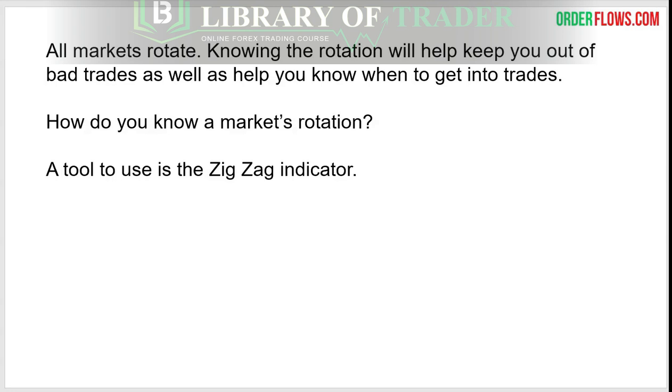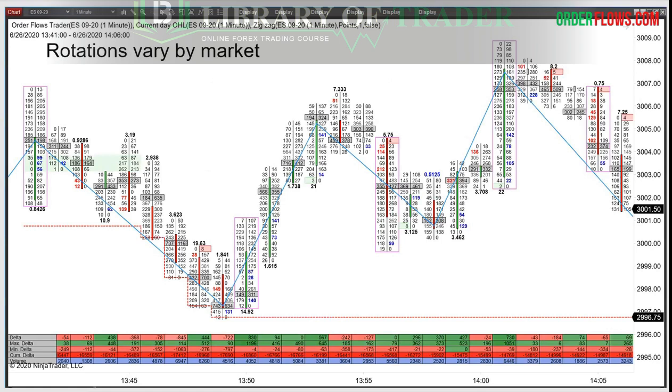One of the easiest ways to know when a market is rotating is using the zigzag indicator. Pretty much every trading software out there has it. You just got to look for it in your indicators, and it helps a lot of people understand market rotations. After a while, you won't need to be using the zigzag indicator, but this is what it looks like on a footprint chart, right? It has these lines going up and down. It's not necessarily swing highs, swing lows, but it's showing the market rotation, right?